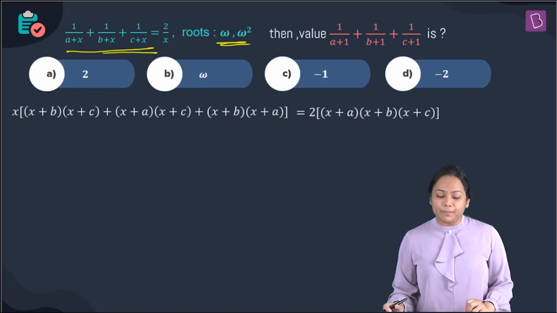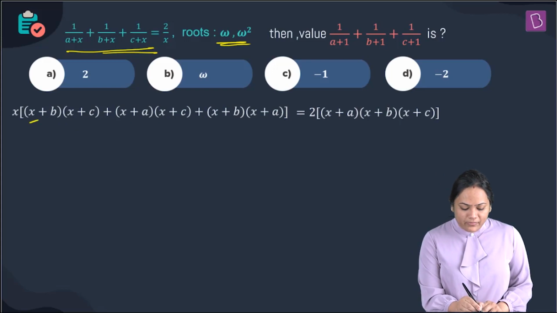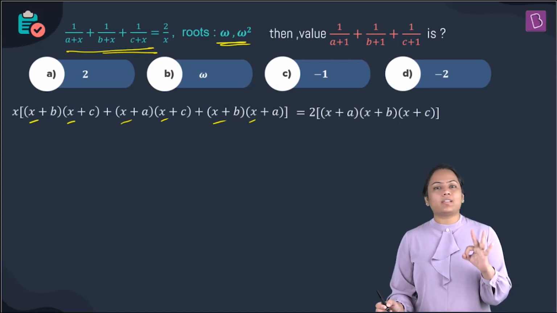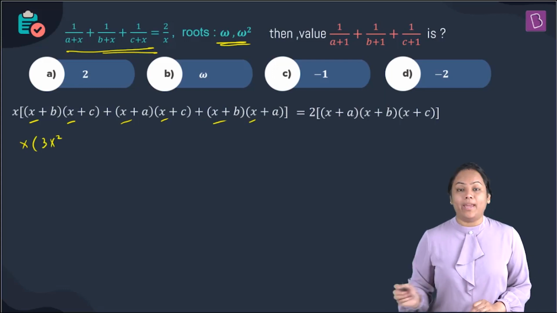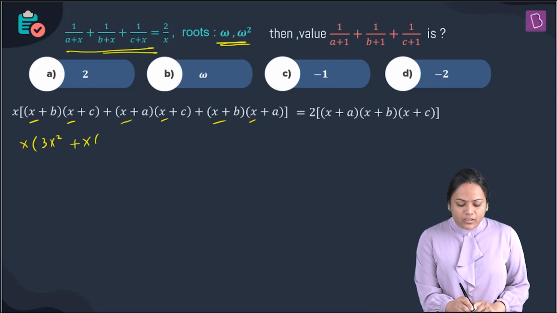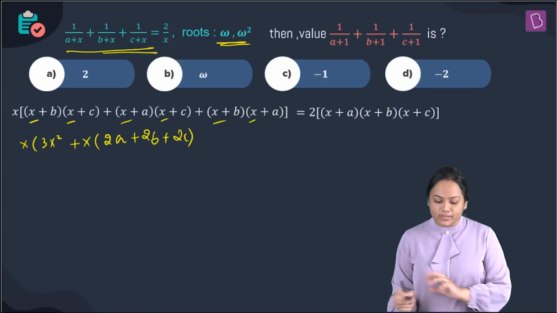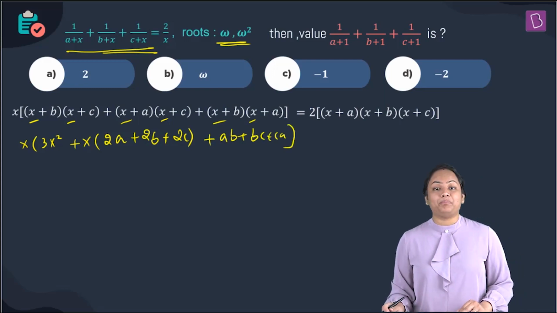Now we are just going to expand. So let's start with the left hand side. The inside terms, I have x square, again x square, again x square. That means x square is coming 3 times, right? So this is going to be x multiplied by 3x square. Then what about terms of x? Well, if I collect my terms of x, it's going to become 2a plus 2b plus 2c, and the constant term is going to become AB plus BC plus CA, right?